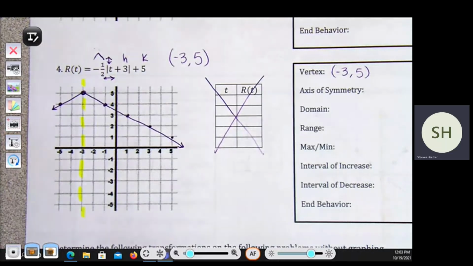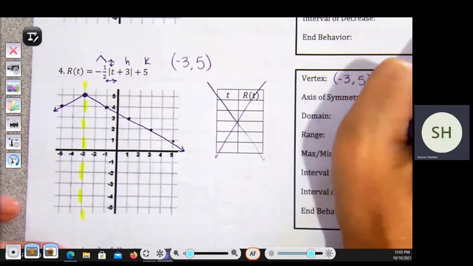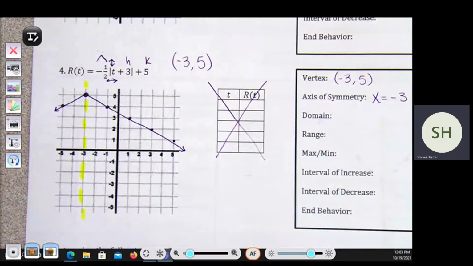I just want to say the axis. What is it? It's X equals -3. Can somebody raise their hand and tell me the domain? Anybody else? Yeah. It's all real numbers.